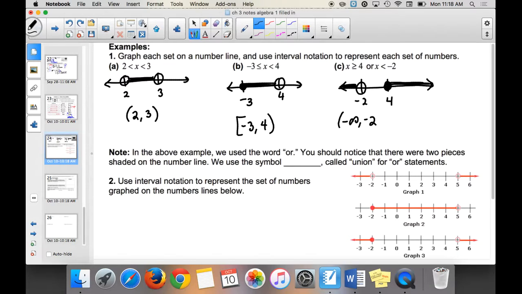Does the -2 have a parenthesis or a bracket? Cam, what do you think? Parenthesis or bracket? -2, parenthesis or bracket?